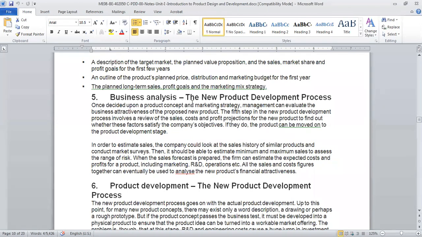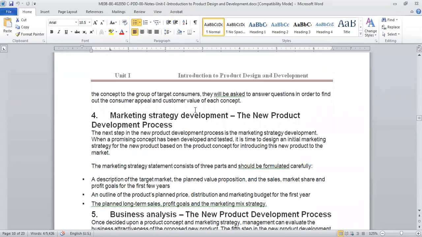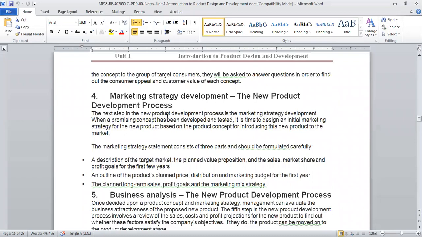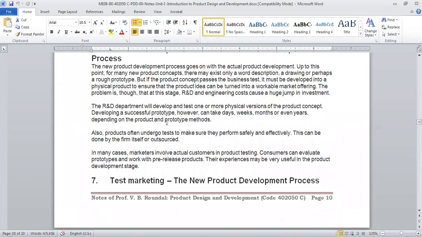Okay. The next stage is product development. Now our financial analysis is done. Marketing strategy is developed, concept is developed, and business analysis is also done. Now we will start the development of your actual product. Okay. From the concept, now the product will be developed. Now the R&D team will be in the picture. They will have lots of involvement here. They will actually develop a physical version of the concept.